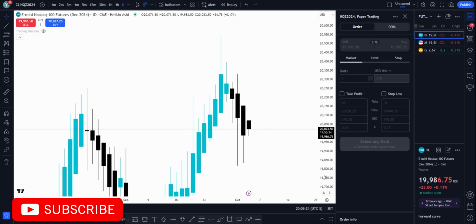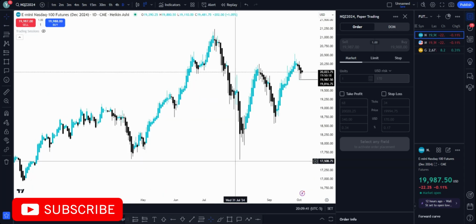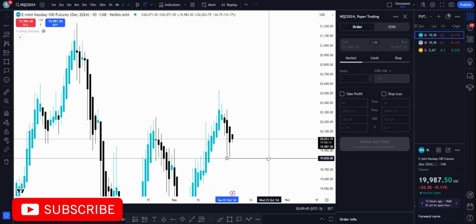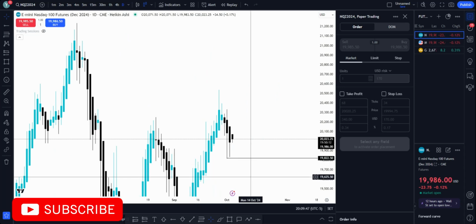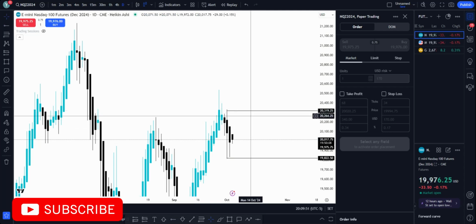So as we can see, today's Wednesday, and this is Tuesday's candle that happened right here. This is Tuesday's high, Tuesday's low, and Tuesday's high right here.